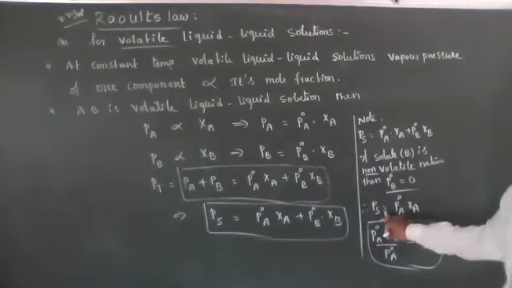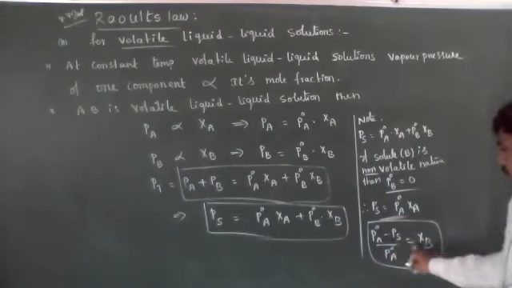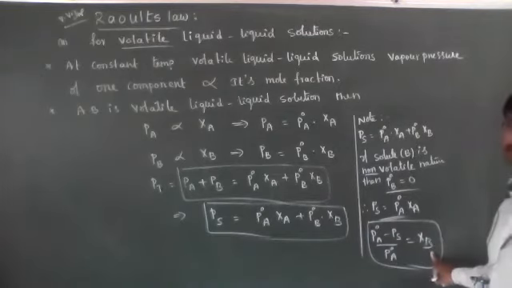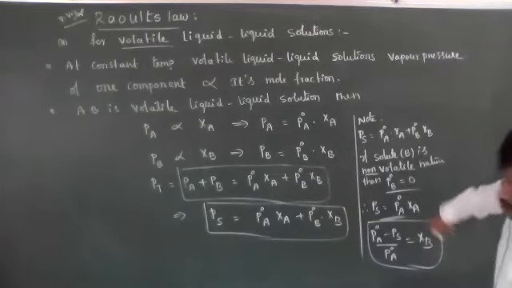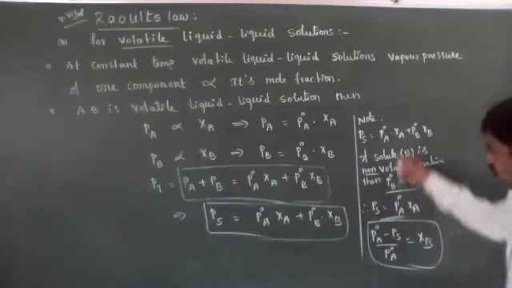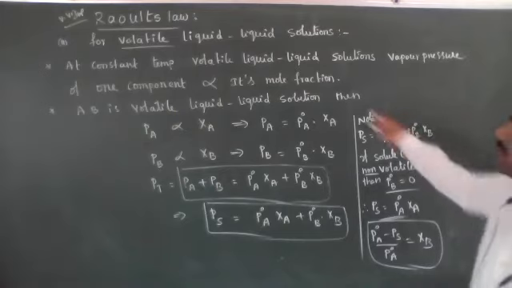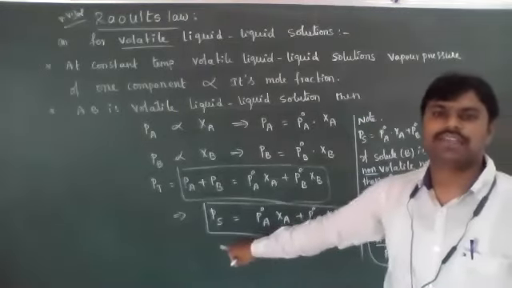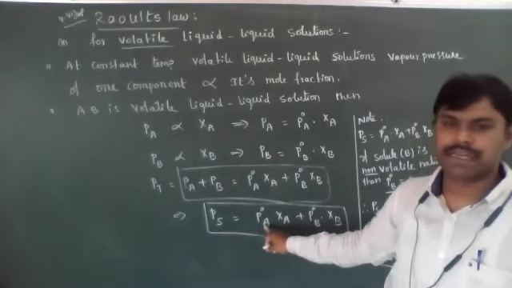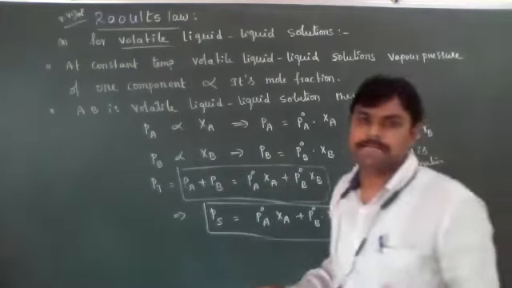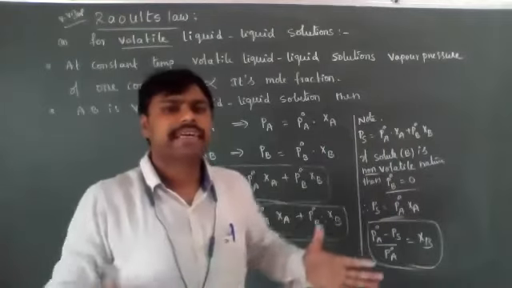After that, this equation is modified into another form: (P naught A minus PS) by P naught A is equal to the mole fraction of solute. I already explained these conditions. This is for a non-volatile solute. This is for a volatile solution. In the volatile solution, the total vapor pressure is equal to P naught A into XA plus P naught B into XB. This is about Raoult's law for liquid solutions.